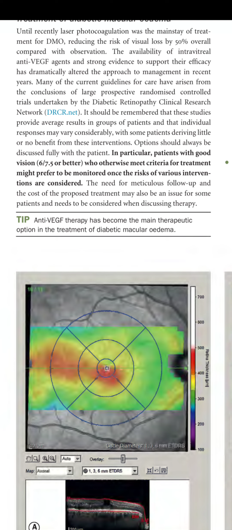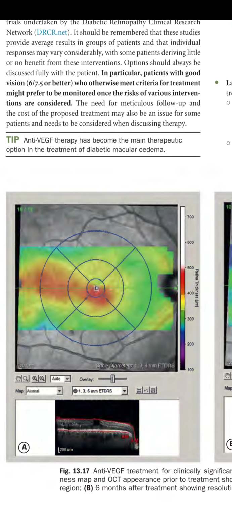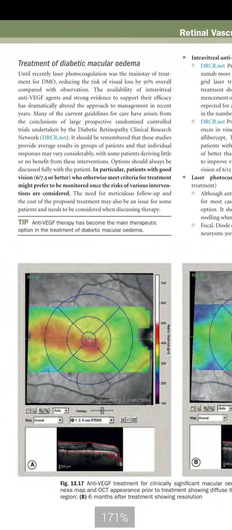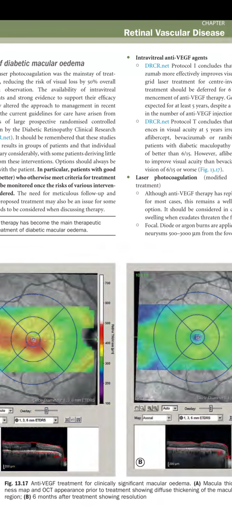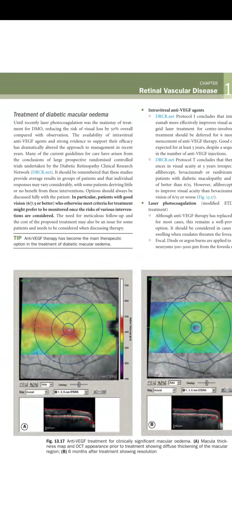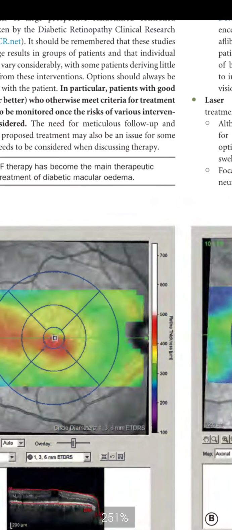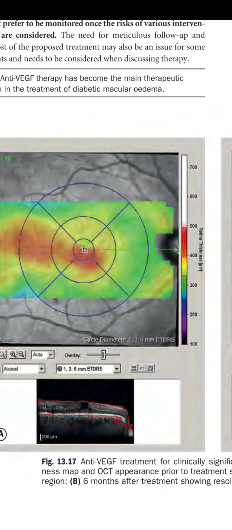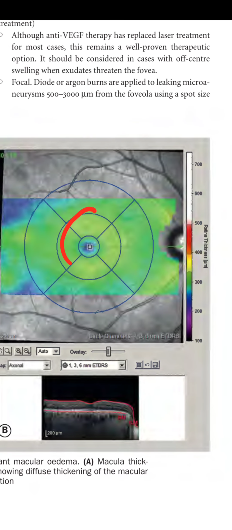Tip: anti-VEGF therapy has become the main therapeutic option in the treatment of diabetic macular edema. Figure 13.17 is showing anti-VEGF treatment for clinically significant macular edema. A is showing the macular thickness map and OCT appearance prior to the treatment, showing diffuse thickening of the macular region, and 6 months after the treatment, showing reduction. You can see that there is redness, which means the macula is thickened, and after the treatment it has become blue to green in color and the thickness has been reduced.